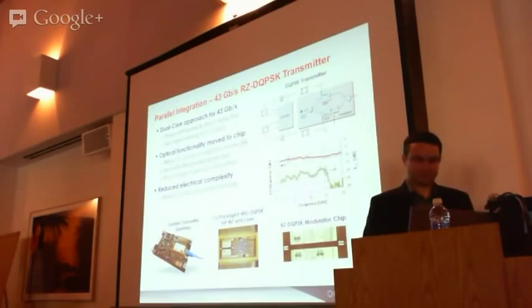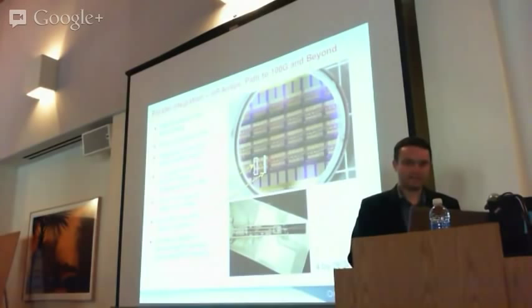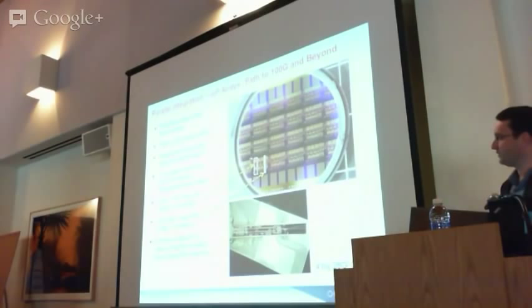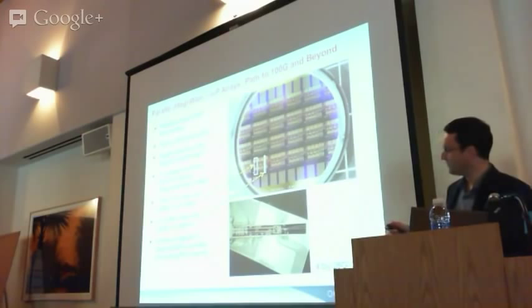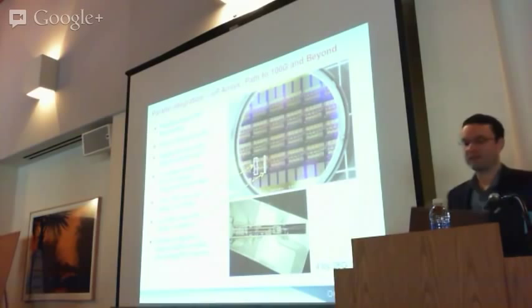We have done arrays of 10 on a single chip. So we have chips where we have 10 Mach-Zehnder lasers on a single chip, or where we have four. So here we do one chip with four lasers, 4x28 on the single transmitter. Again, this gives you 100 transmitters here with 100 gigabits each. So again, like 10 terabit per wafer.